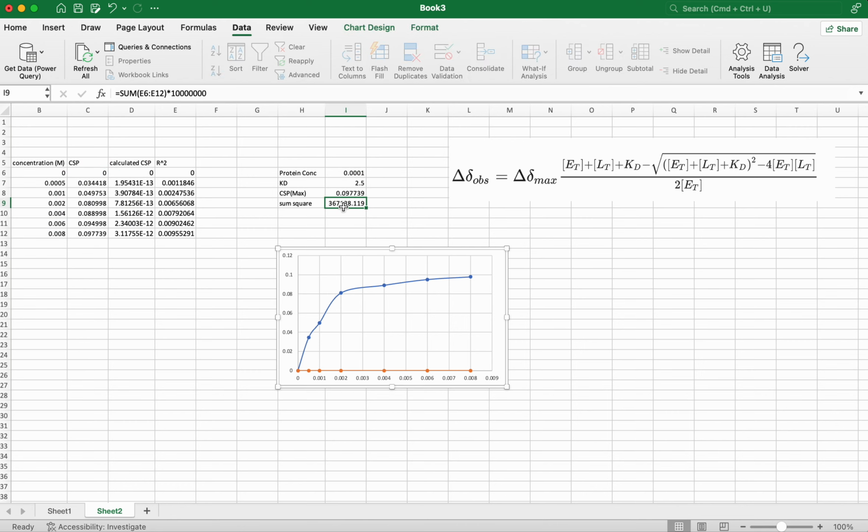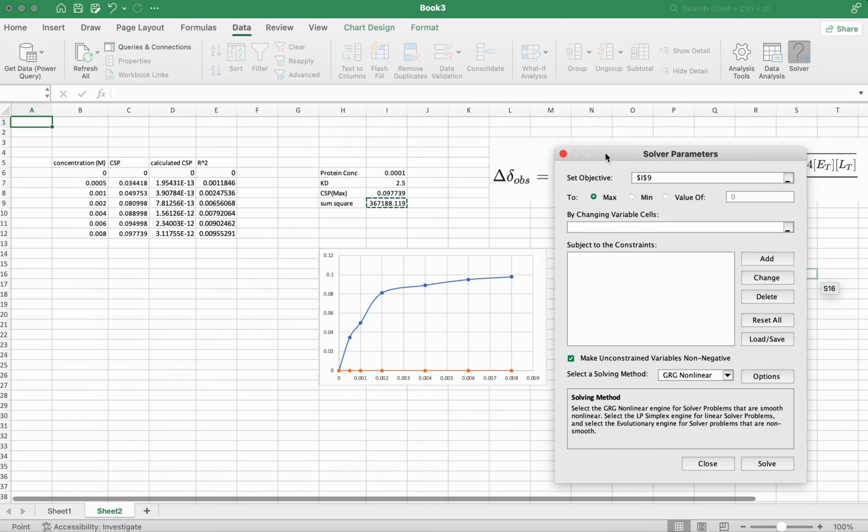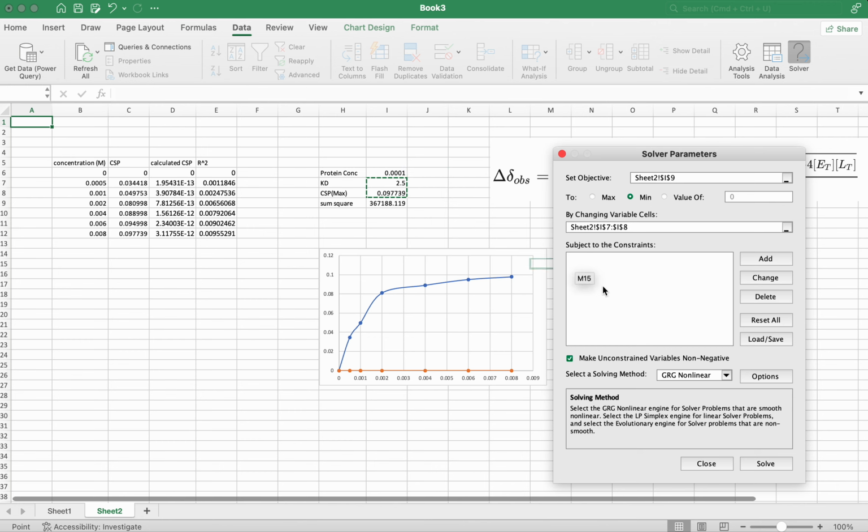So now we have to minimize this, right? So let's try that. Go to Solver, and I want to minimize the sum of squares, and here you select minimum by changing the Kd and CSP max. You can fix the CSP max. There is not much difference if you have a proper curve. Let's see. I selected these two variables. So I'm minimizing the sum of squares and changing the values of Kd and CSP max, and just click solve.